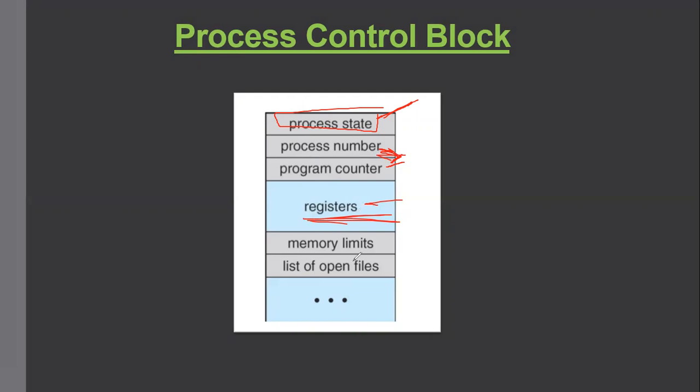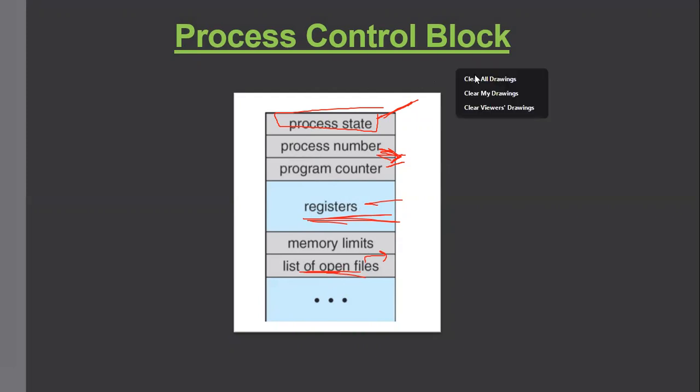And then you have some memory management information. This includes items such as the value of base and limit registers, page tables, and segment tables, depending on the memory system used by the operating system. This will be discussed in detail in later videos. Then we have the list of open files. Suppose a process is executing and it has opened a list of files and you are switching to some other process. First you should save this information, so that it can be used later when you switch back to this process.